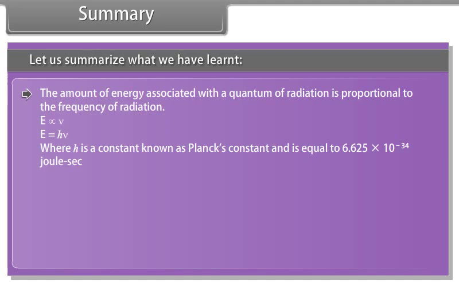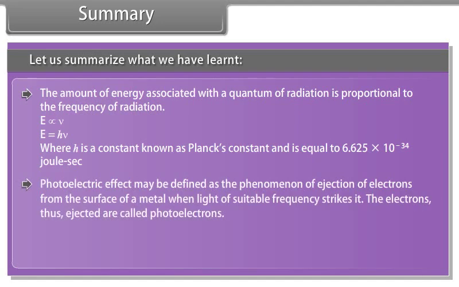The amount of energy associated with the quantum of radiation is proportional to the frequency of radiation, where h is a constant known as Planck's constant and is equal to 6.625 × 10^-34 joule second. Photoelectric effect may be defined as the phenomenon of ejection of electrons from the surface of a metal when light of suitable frequency strikes it. The electrons thus ejected are called photoelectrons.